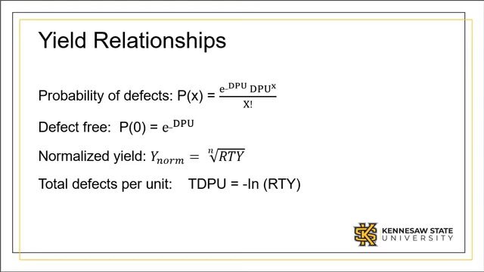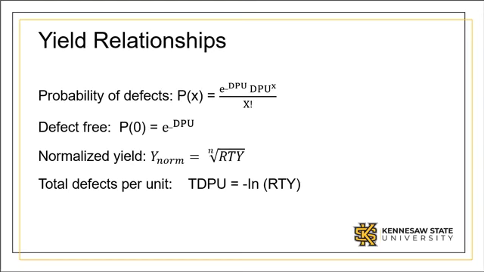Instead of looking in terms of defects, we could also understand the process in terms of yield. The Poisson equation is normally used to model defect occurrences. However, if we set x equal to 0, what is known as defect-free, we obtain a calculation for first pass yield. Normalized yield was introduced in the previous slide.